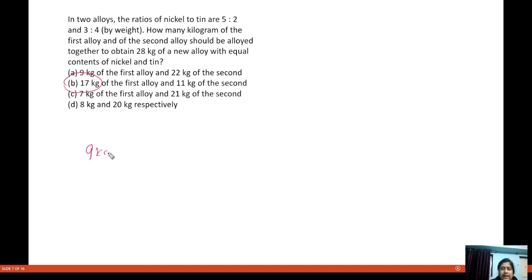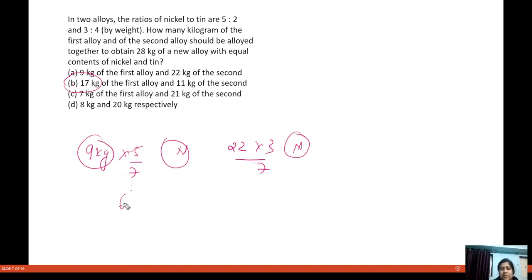So if you are taking 9 kg of first alloy, that means you are having 5 by 7 of 9 kg of nickel from here, and 22 into 3 by 7 kg of nickel from here. So will this work? No, because everything will come in points. This will be 45 divided by 7, and this will be 66 divided by 7. If you add this, how much are you getting? You are getting 103 divided by 7.